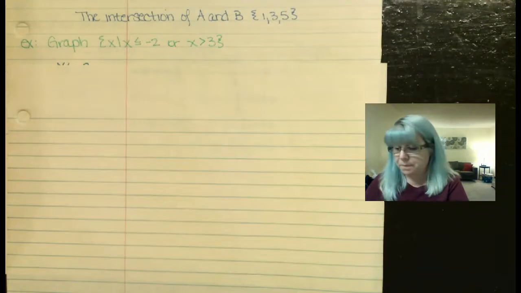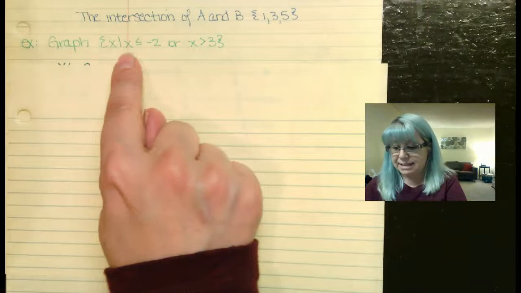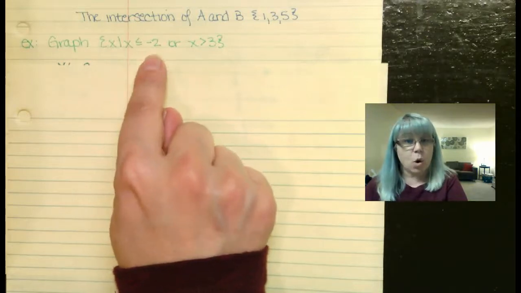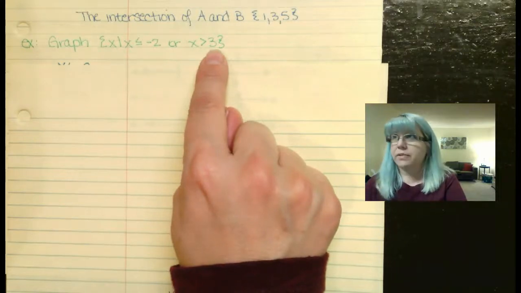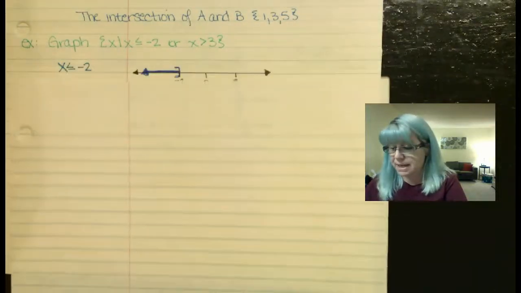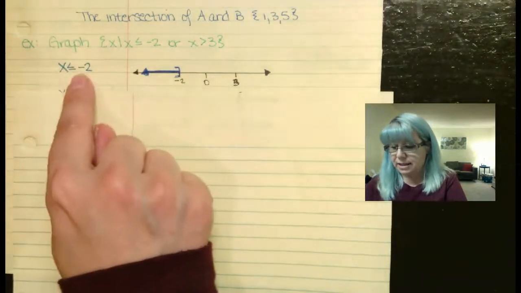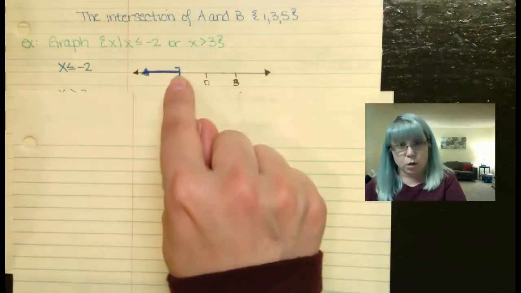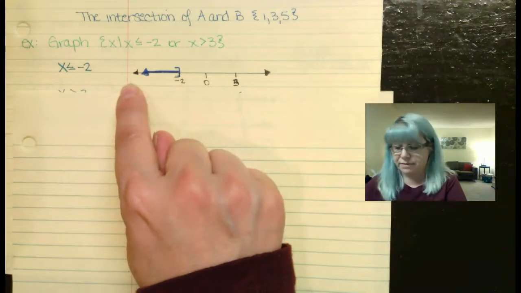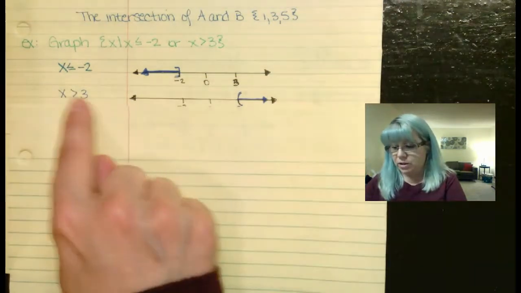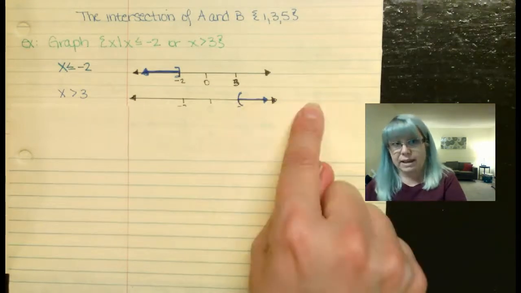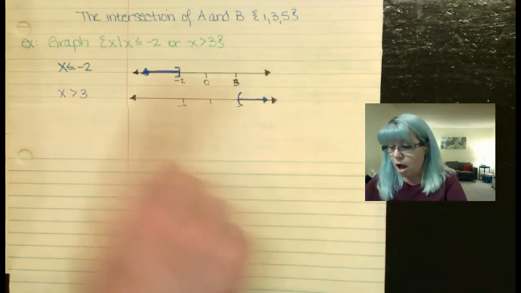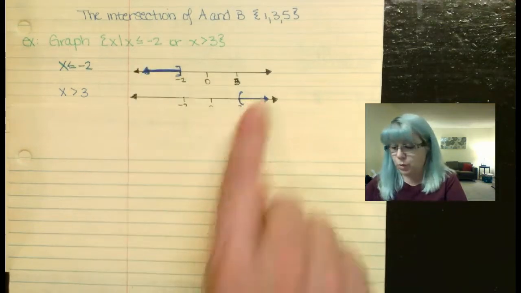Let's see an example. We're going to graph the set of x such that x is less than or equal to -2 or x is greater than 3. Now if you want to think about this, we can graph them separately. X is less than or equal to -2. That's going to be a closed bracket pointing to the left. X is greater than 3 is going to be a parenthesis on 3 pointing to the right. And since it's an or, either one of these can be true.